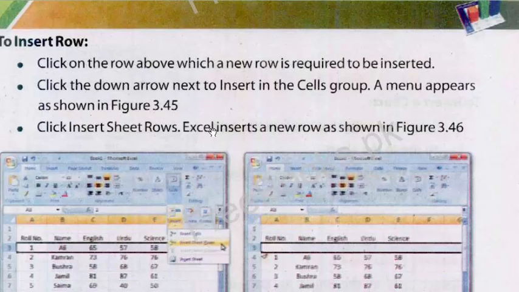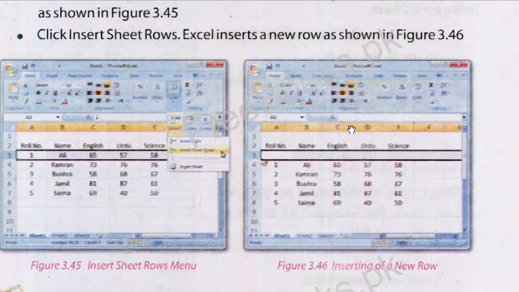Let's go to the next topic. These are the steps. Click on the row above which a new row is required to be inserted. Click on the down arrow next to Insert in the Cells group, and a menu appears as shown in figure 3.45. Here, click Insert Sheet Rows. Excel inserts a new row as shown in figure 3.46.